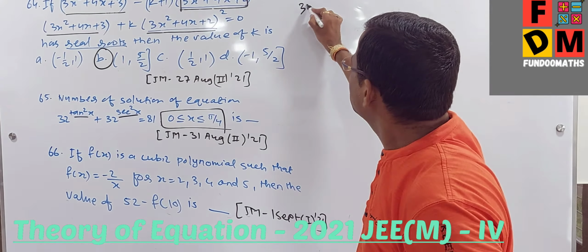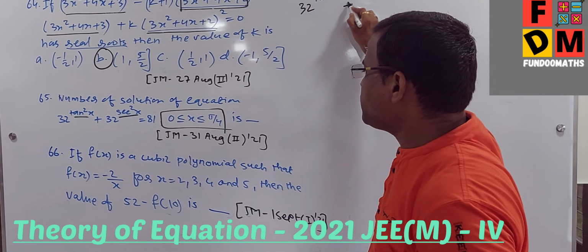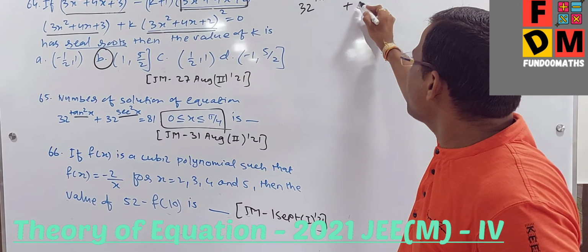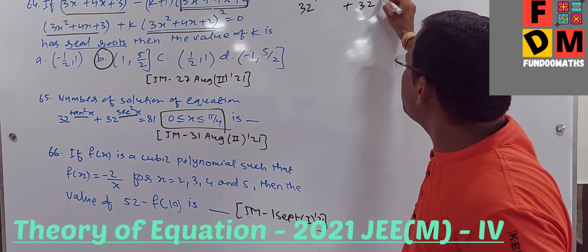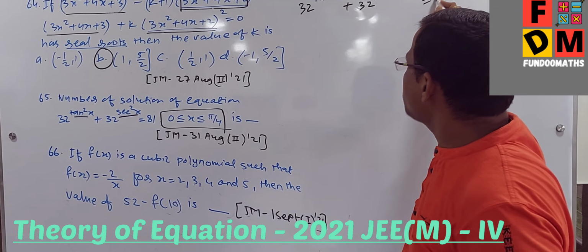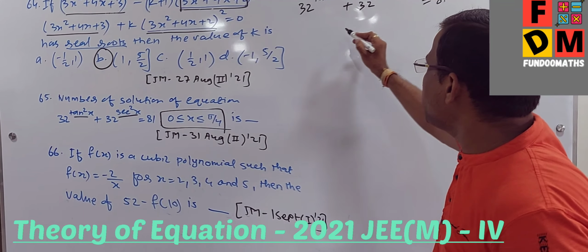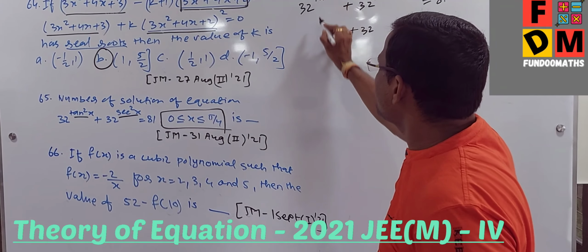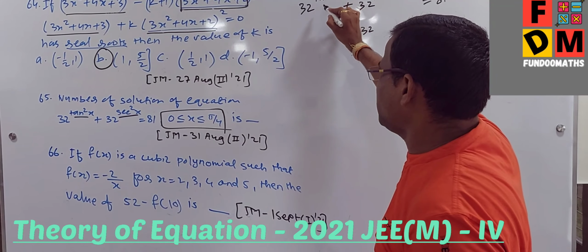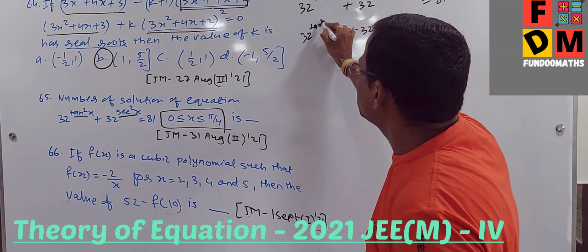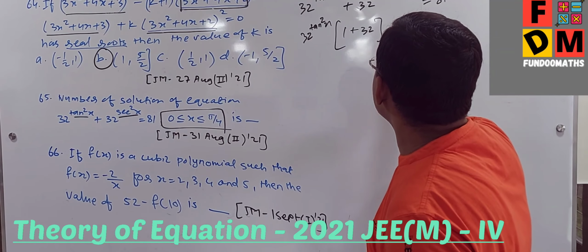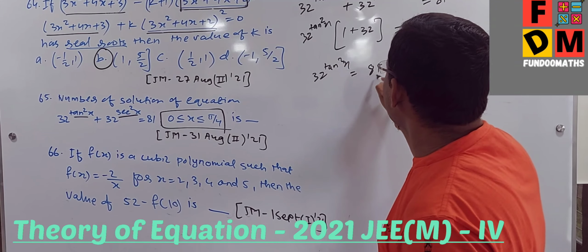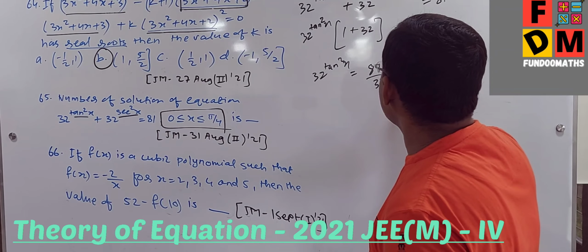So 32 power tan square x plus, in order to use the rule of power indices, I am converting sec square x as 1 plus tan square x, is equal to 81. So a power (m plus n) is a power m into a power n. So 32 power tan square x can be taken common from here and here. When I took 32 power tan square x common, I am left with 1. So 1 plus 32 is equal to 81. Fine. So 32 power tan square x is equal to 81 upon 33, which is 27 upon 11.